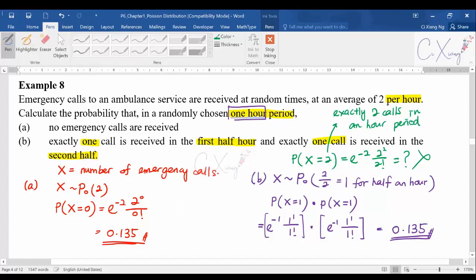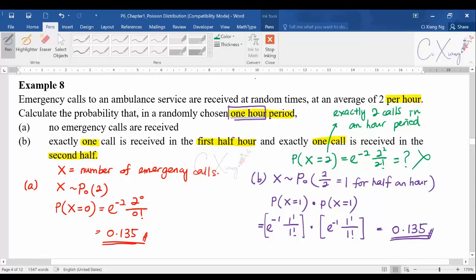So when they say exactly 2 calls in an hour period, that means maybe the 2 calls can appear in the first 15 minutes, and then the rest of the time there's no call. Understand what I say or not? So it's very particular. When you calculate the probability, please make sure that you follow the meaning itself in the question or in the sentence.